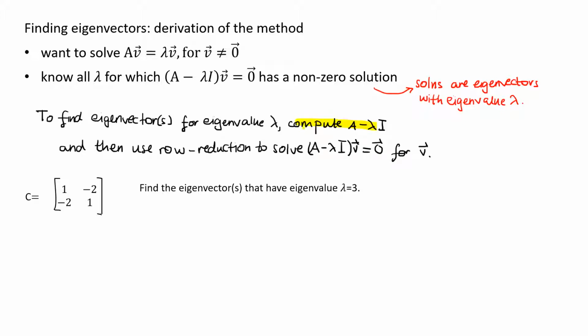Our first step is to compute A minus 3I, or in this case it's C minus 3I. So what does this look like? C minus 3I is 1 minus 3, negative 2, negative 2, 1 minus 3. I'm just subtracting 3 from all the diagonal elements. And I get negative 2, negative 2, negative 2, negative 2.